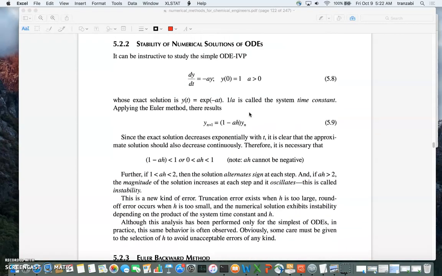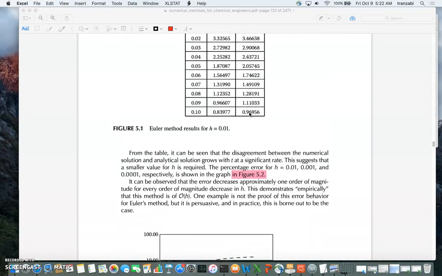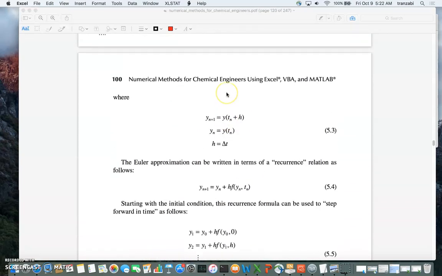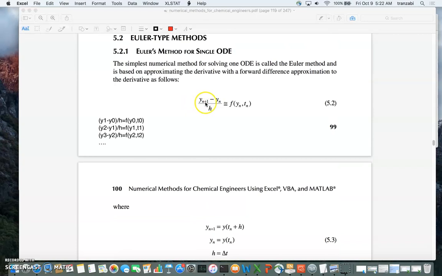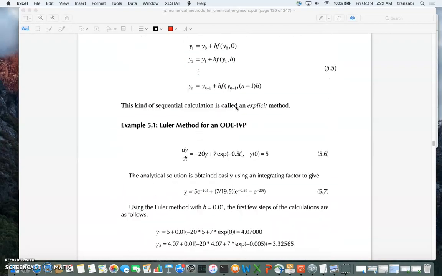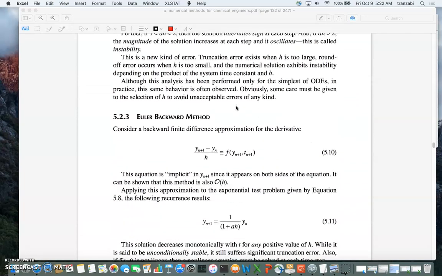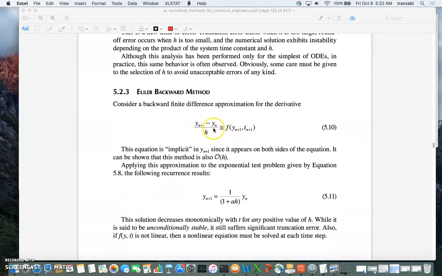Let's look back. In forward Euler, we had (y_{n+1} - y_n)/h equals f at point y_n. But now we have f at point y_{n+1}. And that is the difference between forward and backward Euler.